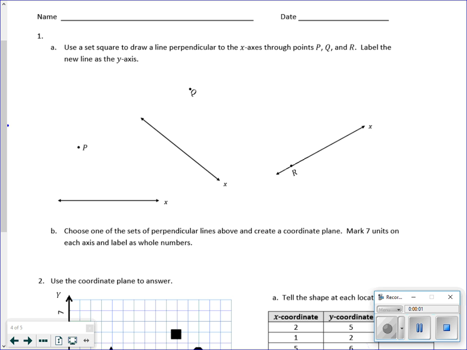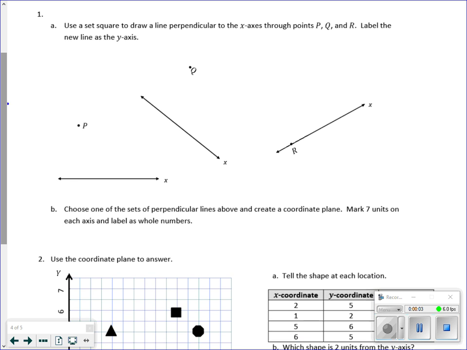This first part, it says, now a set square. I don't have a set square. I don't need a set square. But it says, draw a line perpendicular to the x-axis through points P, Q, and R. Label the new line as the y-axis. Now, I didn't label it, so I didn't read that second part. I was more focused on perpendicular.